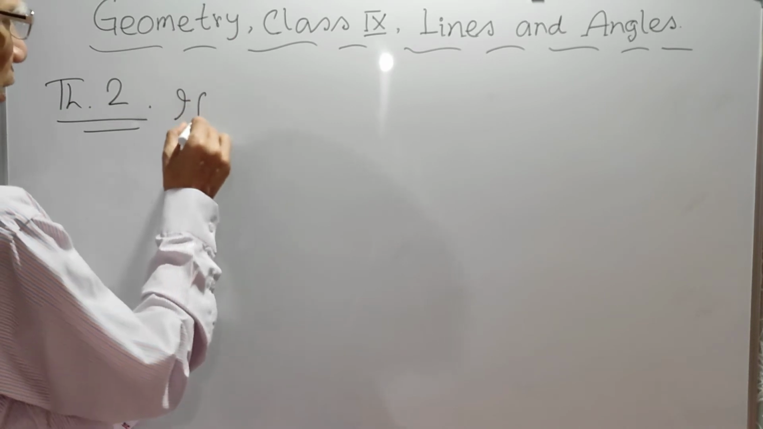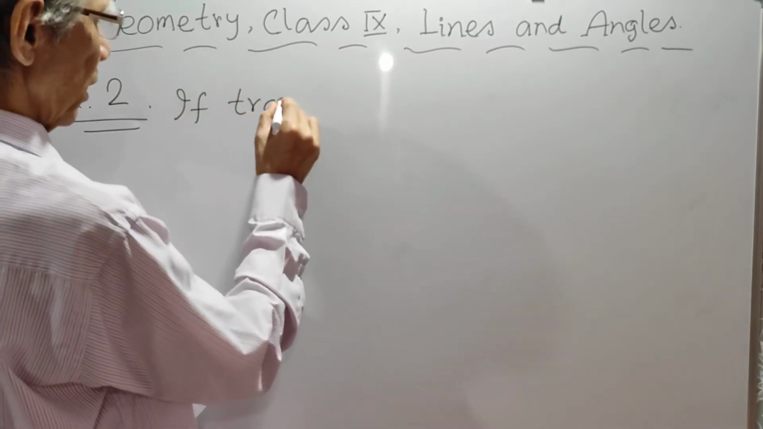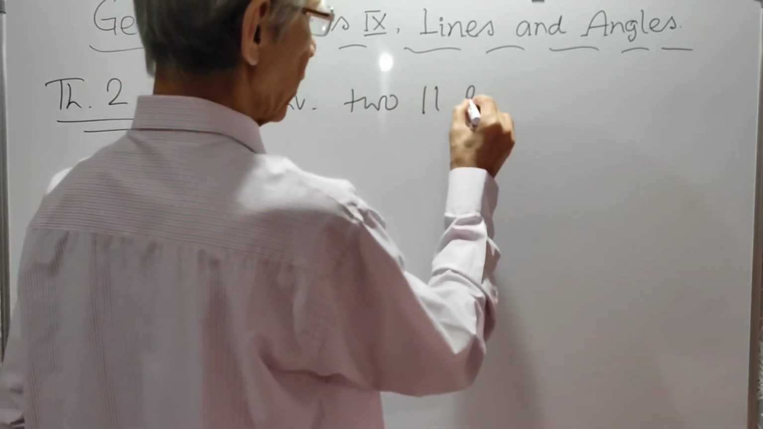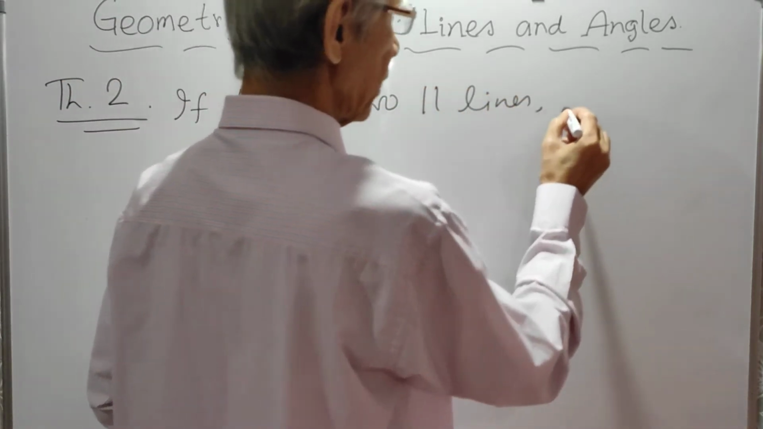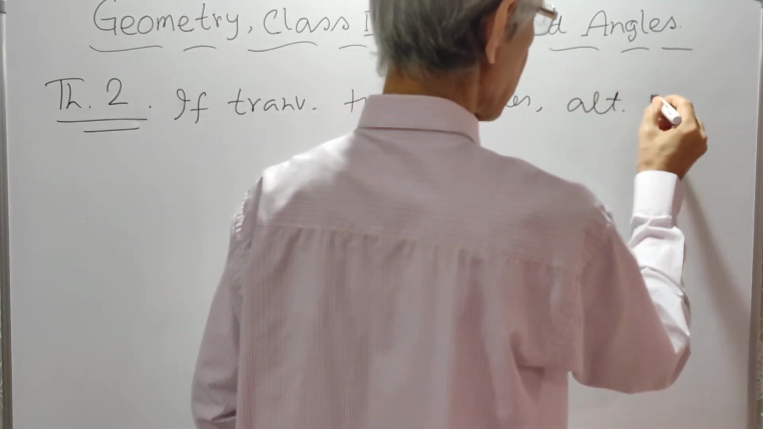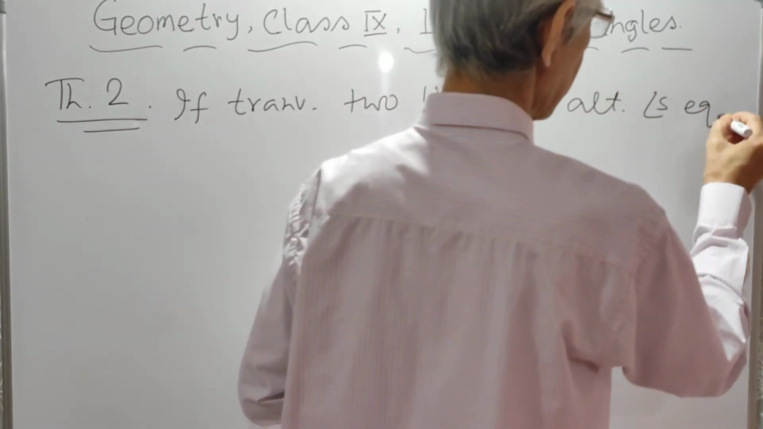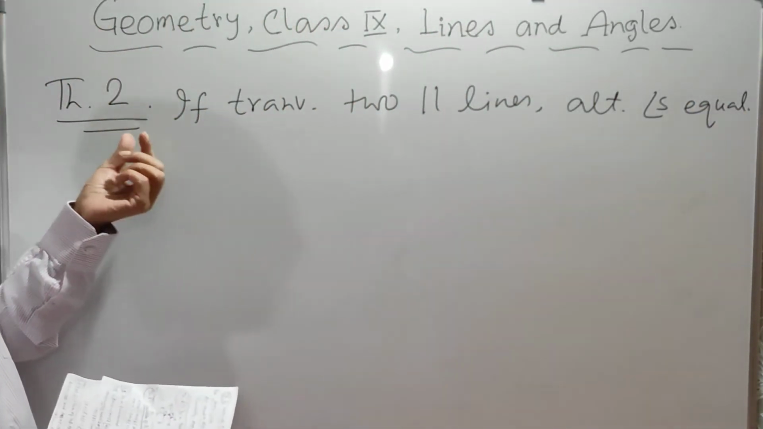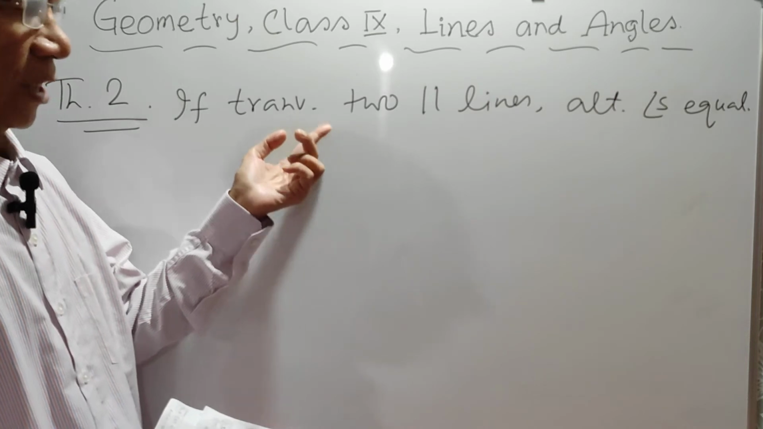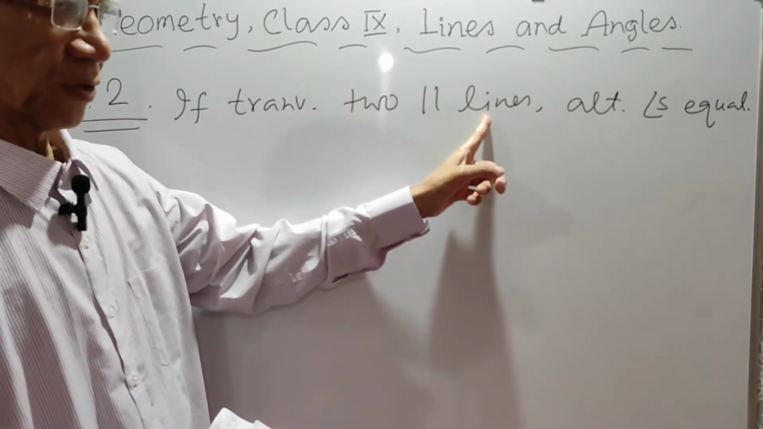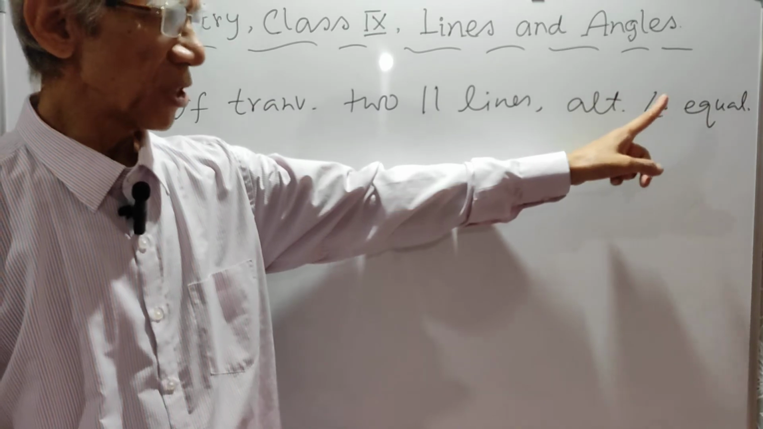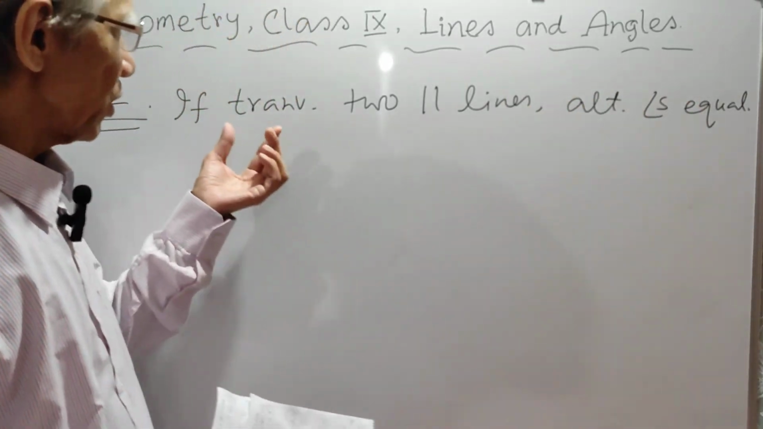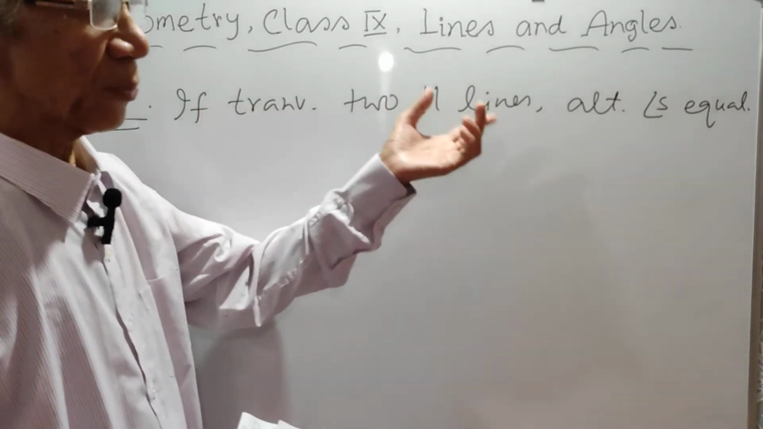So if a transversal intersects two parallel lines, then alternate angles must be equal. That is the statement of this theorem. That is what you have to prove: alternate angles are equal. And what is given? A transversal intersects two parallel lines.